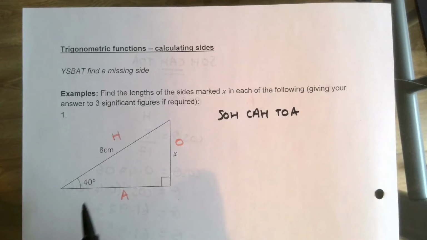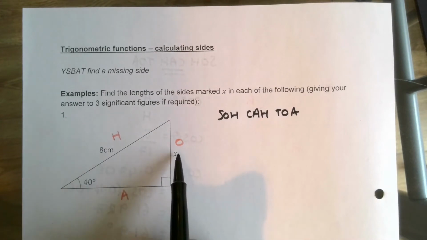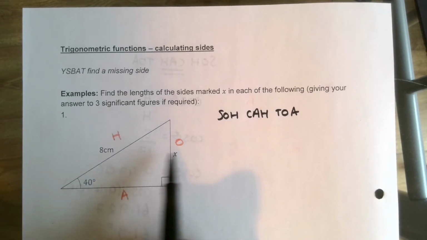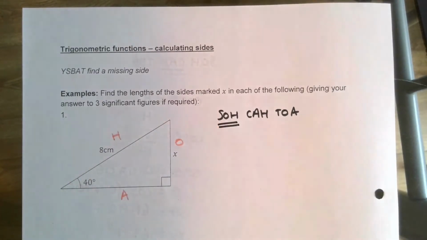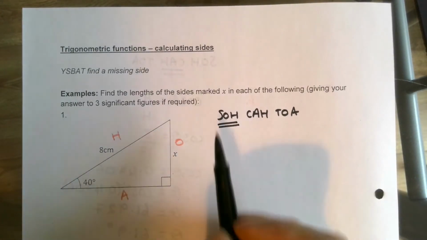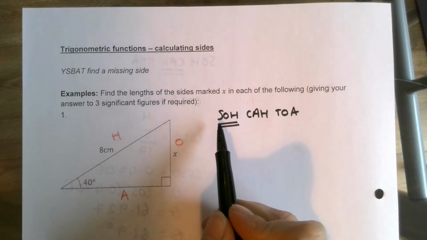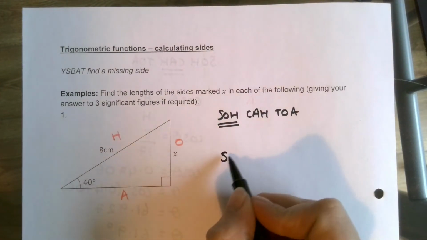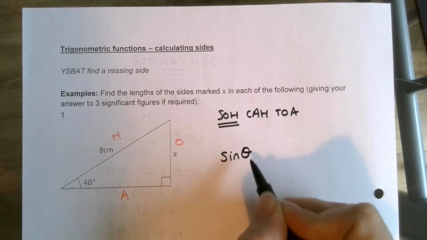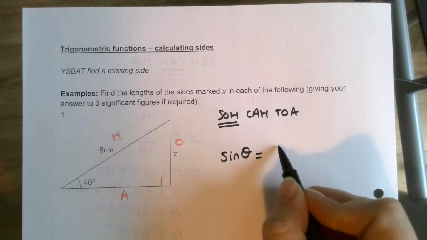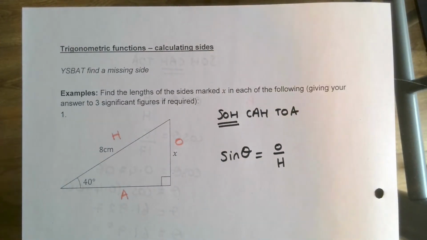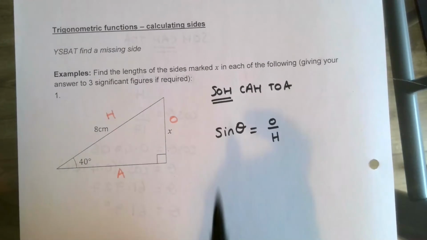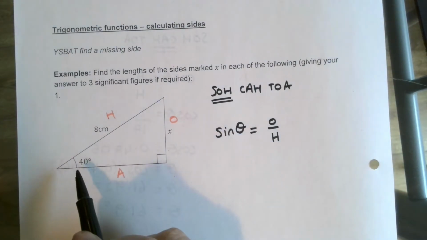So let's see, we've got our angle, we're asked to find O, so we're using O, and we've been given H. So it's O and H that we're using, and from SOHCAHTOA we can tell that's going to be sine. So the first thing I would write out here is the rule for sine. So sine theta equals O over H. And then the next step is just to fill in anything that we know. So we know theta, we know the angle is 40.